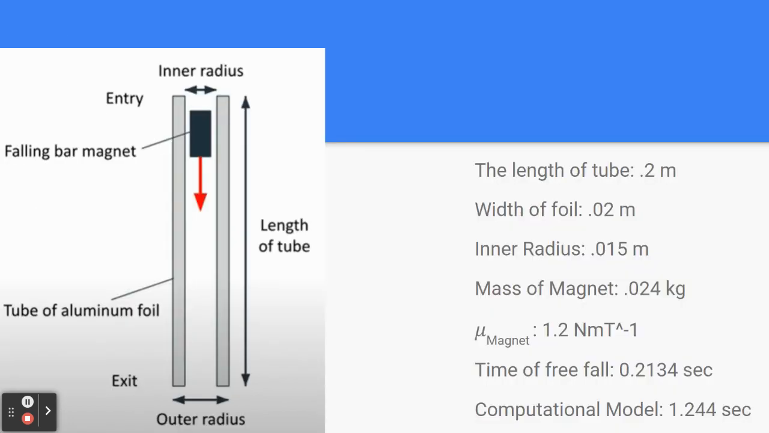This is a model of the experiment. And as you can see, we dropped the magnet straight down through the tube. And on the right-hand side of the slide, this is the first section of my code, which shows the initial conditions of the experiment. So on to the actual code.